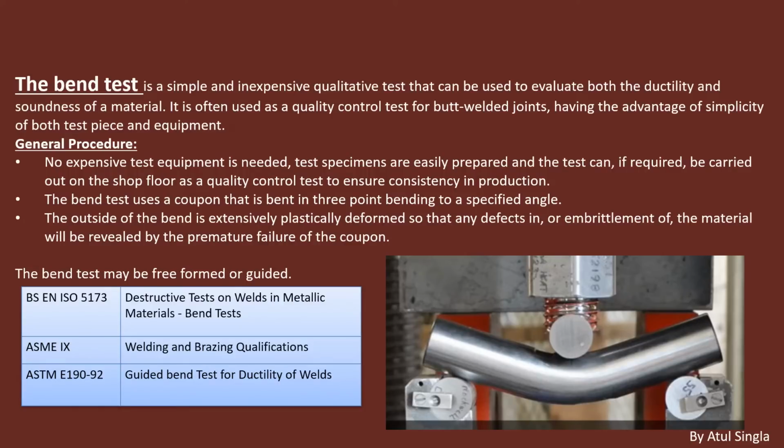Then again, the bend test uses a coupon that is bent in 3-point bending to a specified angle. 3-point bending is there so that we can test this pipe material at some specified angle. The outside of any bend is extensively plastically deformed so that we can easily check for defects. For example, embrittlement of the material can be revealed easily by the premature failure of the coupon. So this is the basic principle behind performing this bend test.